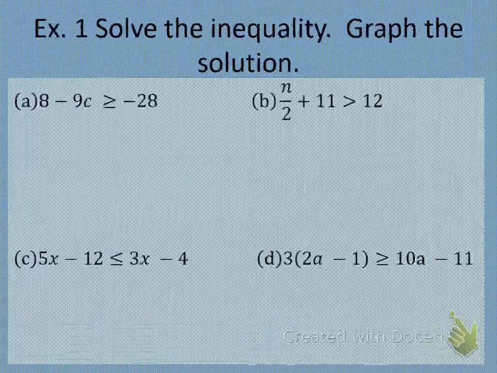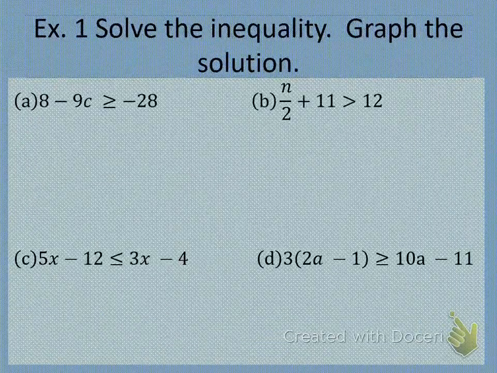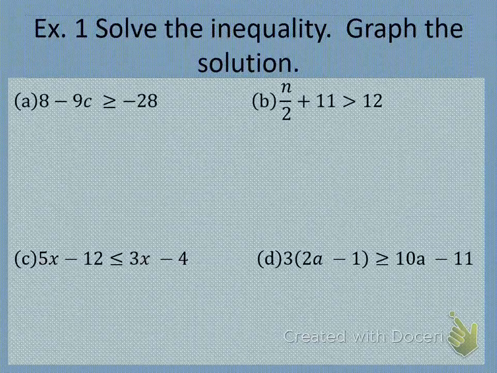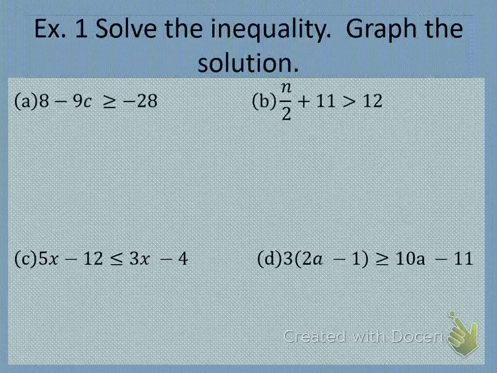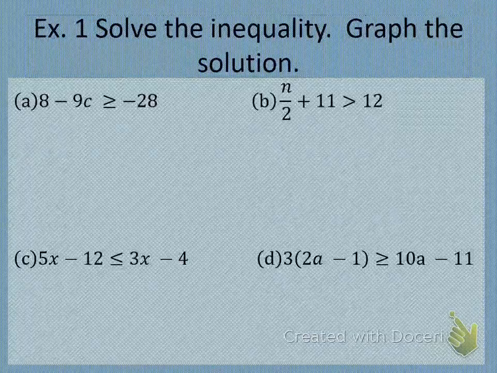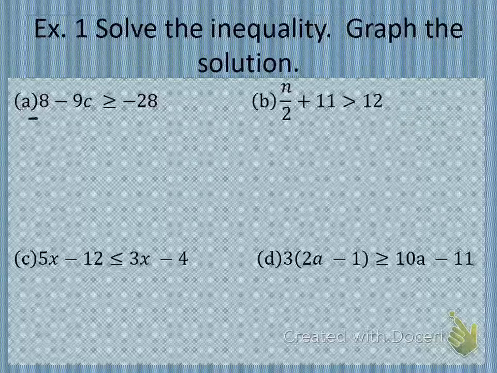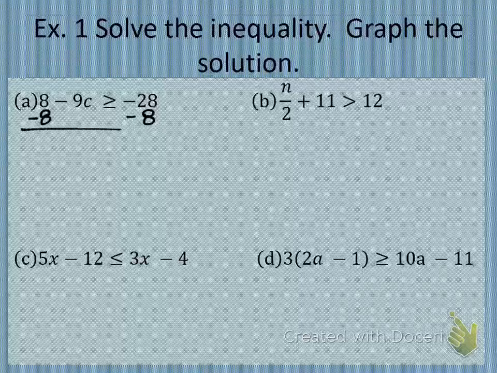All right, so let's look at example number 1. They want us to solve the inequality and graph the solution. So looking at letter A, I want you to think through those steps that we just talked about. Which step are we going to start with? What are we going to do first on letter A? Very good. There's no distributive property, there's no combining of like terms, and there's no variable to move. So we're going to add or subtract, and we're going to subtract 8 from both sides.